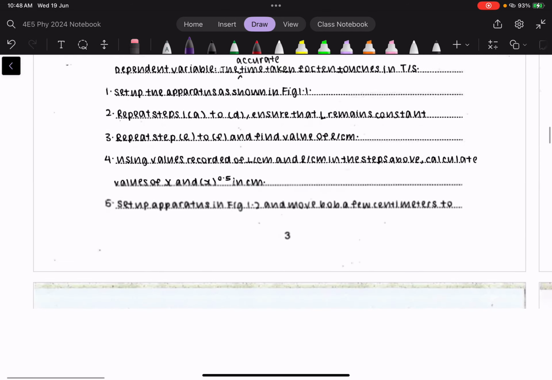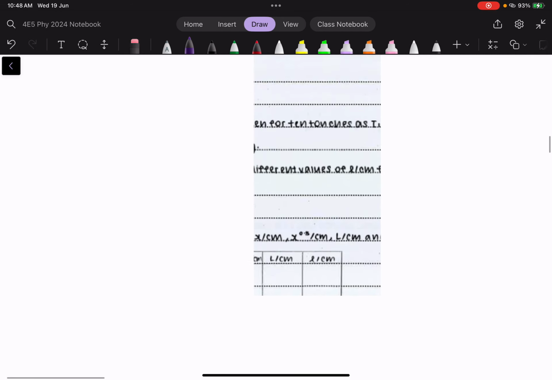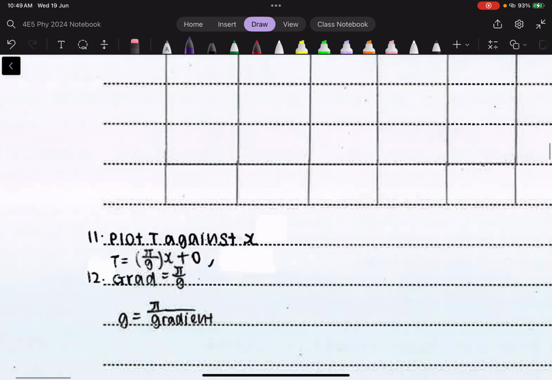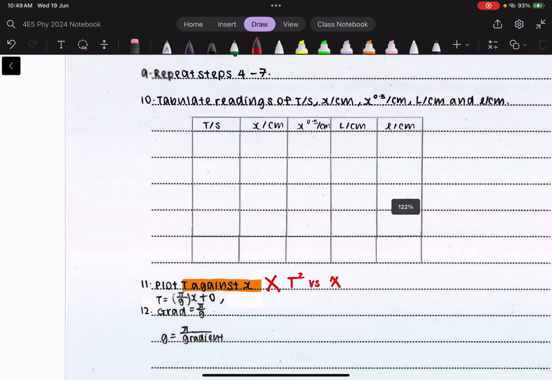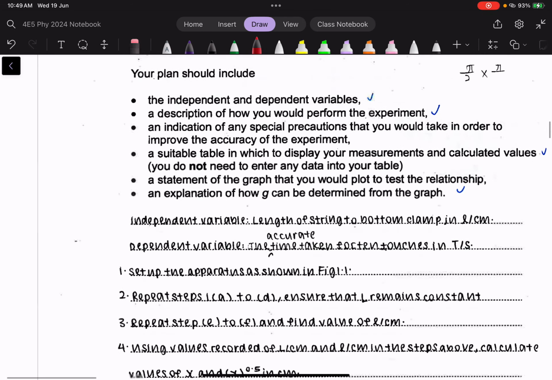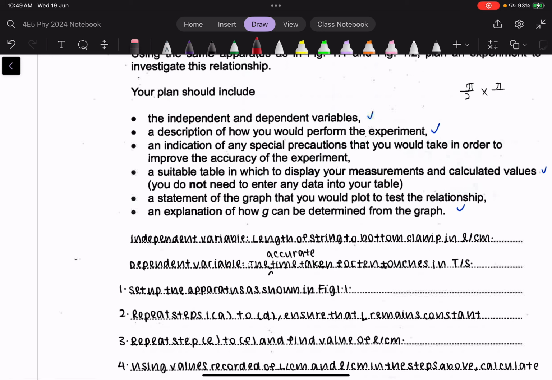So here, let's take a look. To mark this, usually I will look at the graph first. If I look at the graph, you can see that this part here, this part here is already wrong. Okay, it should be t squared versus x, and it comes from her math mistake. So down here for this particular one, already got 0.